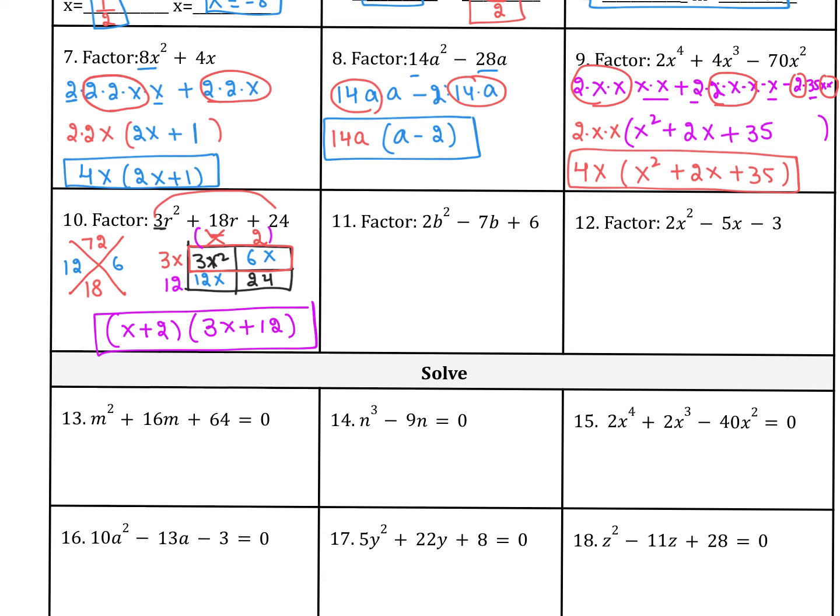For number 9, I made a mistake. It should be 2x to the power 2 out. And I had it over here, but I don't know why I wrote 4x here. So it should be 2x squared.